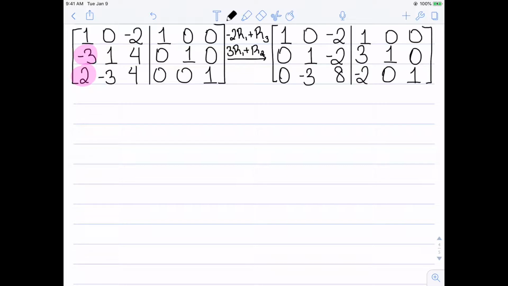Moving on to my second column, my first step is to get a 1 in the second row, second column. That's already done for me. I need zeros above and below. We can already see we have a 0 above, so we just need to get the 0 below that 1.